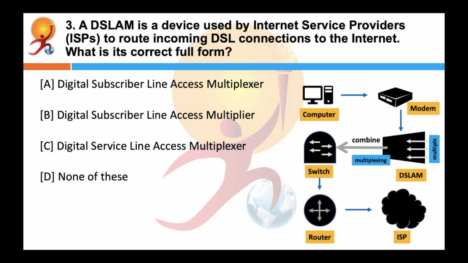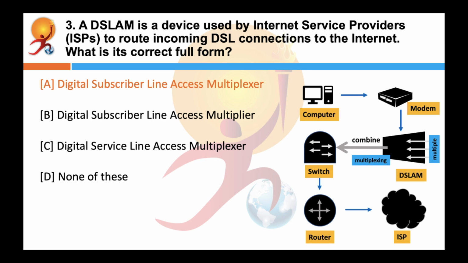A DSLAM is a device used by Internet Service Provider or ISPs to route incoming DSL connections to the Internet. What is the correct full form? Answer is A. Digital Subscriber Line Access Multiplexer.